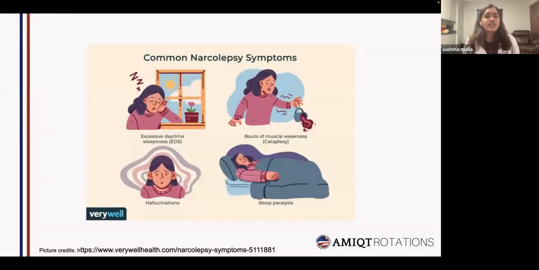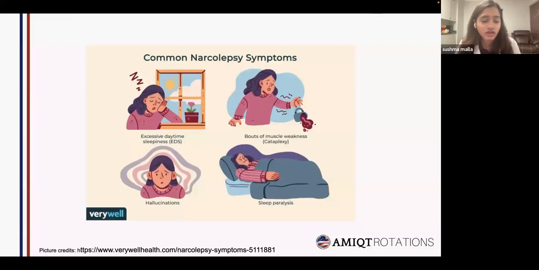Now, as we have discussed, common narcolepsy symptoms are excessive daytime sleepiness and bouts of muscle weakness, cataplexy. In this case, what happens is suddenly there is a loss of tone in muscles of the face, limbs, neck. Sometimes the neck just falls and they have weird facial movements. And sometimes the legs give way and they fall as well.